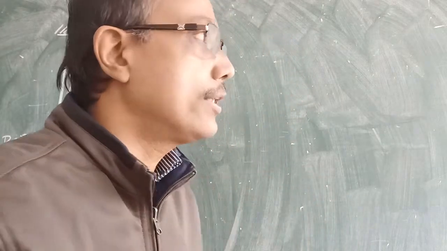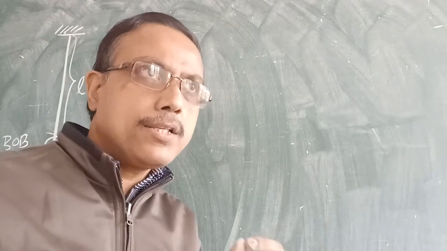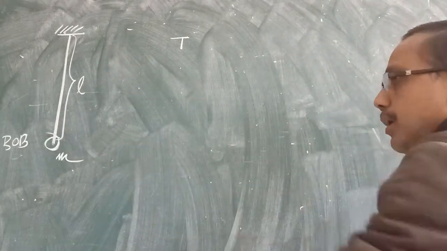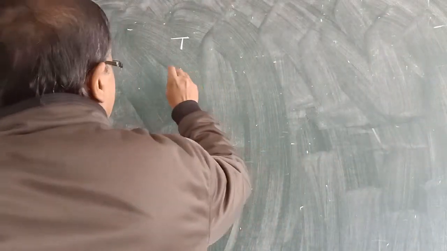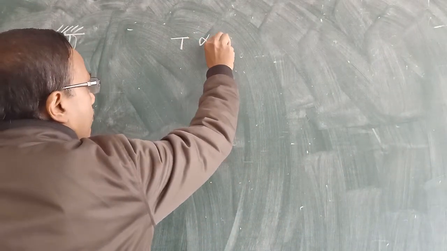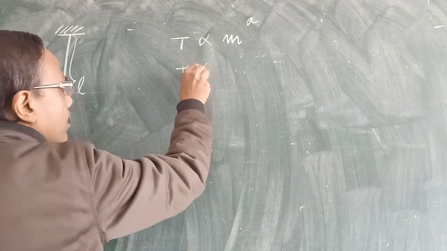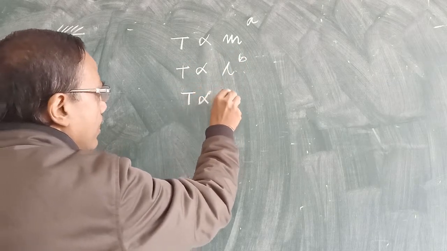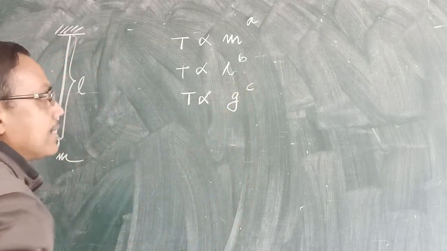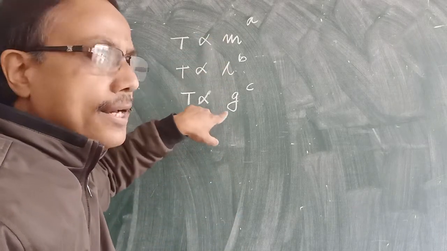Okay, so we know that the time period T of a pendulum depends on three factors. One is the mass of the bob. Another one is the length of the pendulum, and the third factor it depends on is the acceleration due to gravity. Okay, so that means we can say that T is proportional to the mass of the bob. We can write it as m to the power a. T is proportional to the length of the pendulum. We can write it as L to the power b, and T is also proportional to the acceleration due to gravity g to the power c, where a, b and c are the dimensions of the physical quantities: mass, length and acceleration due to gravity.